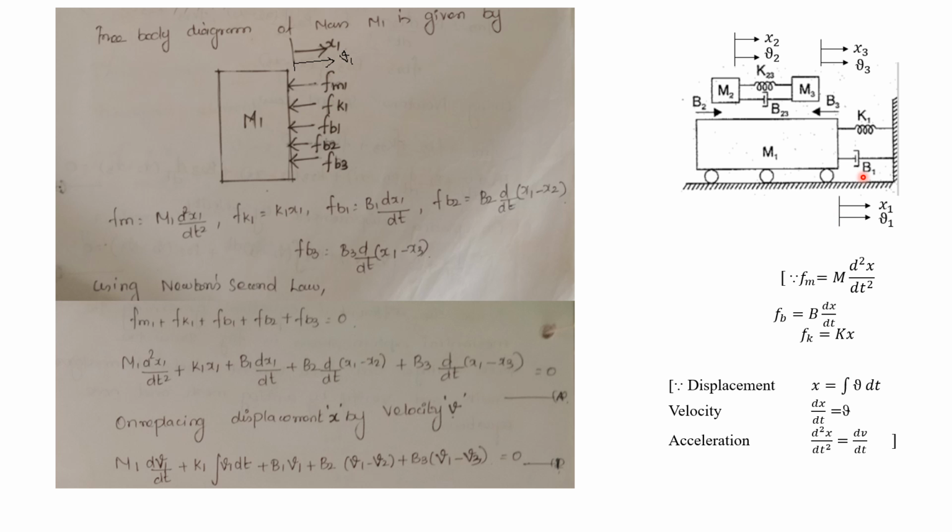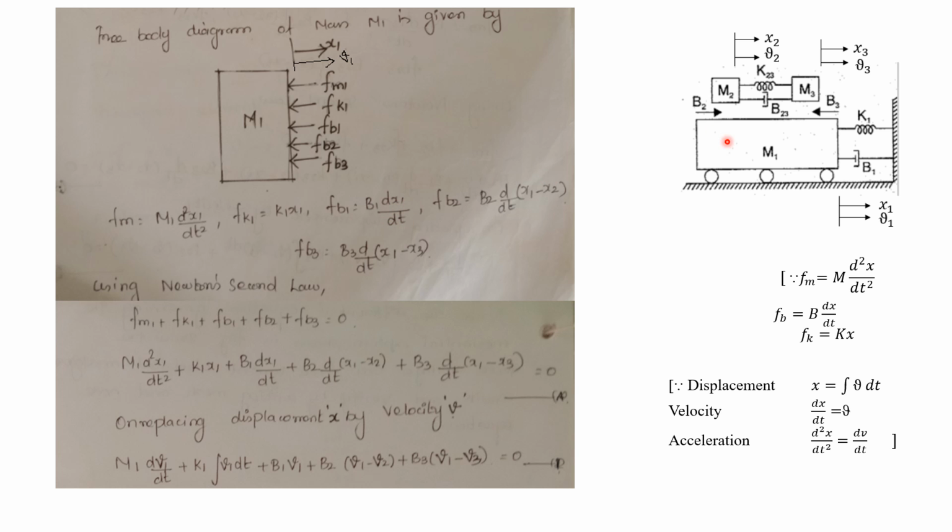That is B1. So the opposing force will be Fb1. Yeah, B1 is also connected to this m1, not related to m2 and m3. So for writing the value of Fb1, we can directly write the formula B1 into dx1 divided by dt.